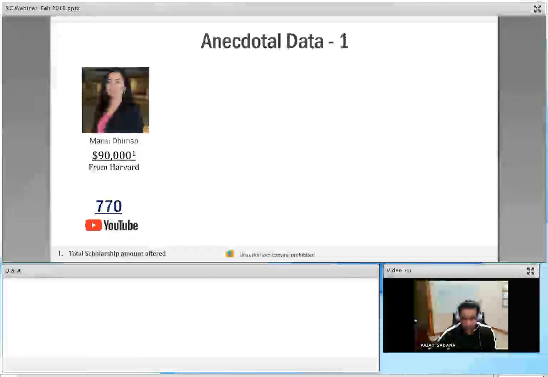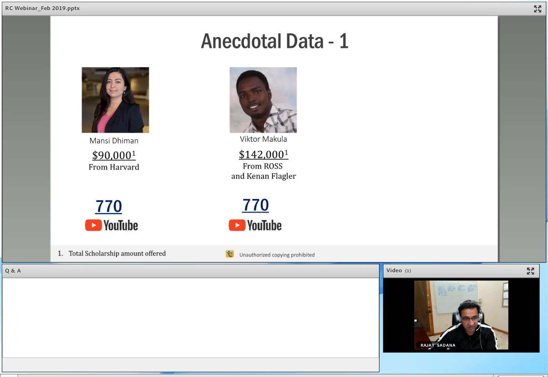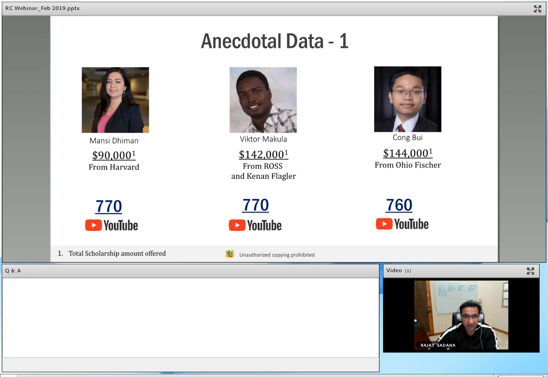Mansi received admits from Harvard, Stanford, Wharton, Kellogg, and INSEAD. She's currently studying at Harvard. She got a $90,000 scholarship. Again, you can see her GMAT score. Victor Makula scored a 770, got full fellowship from Ross and Keenan Flagler. So that's about $143,000 worth of scholarship over there.